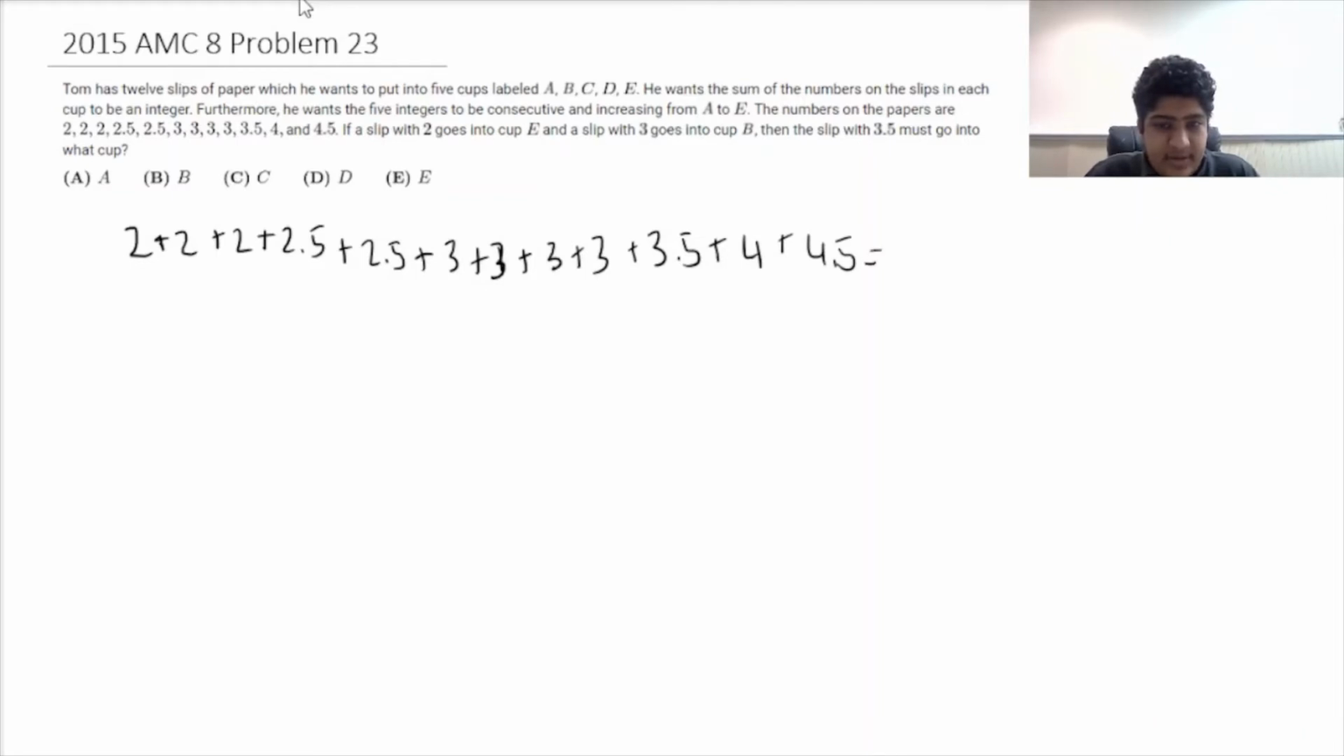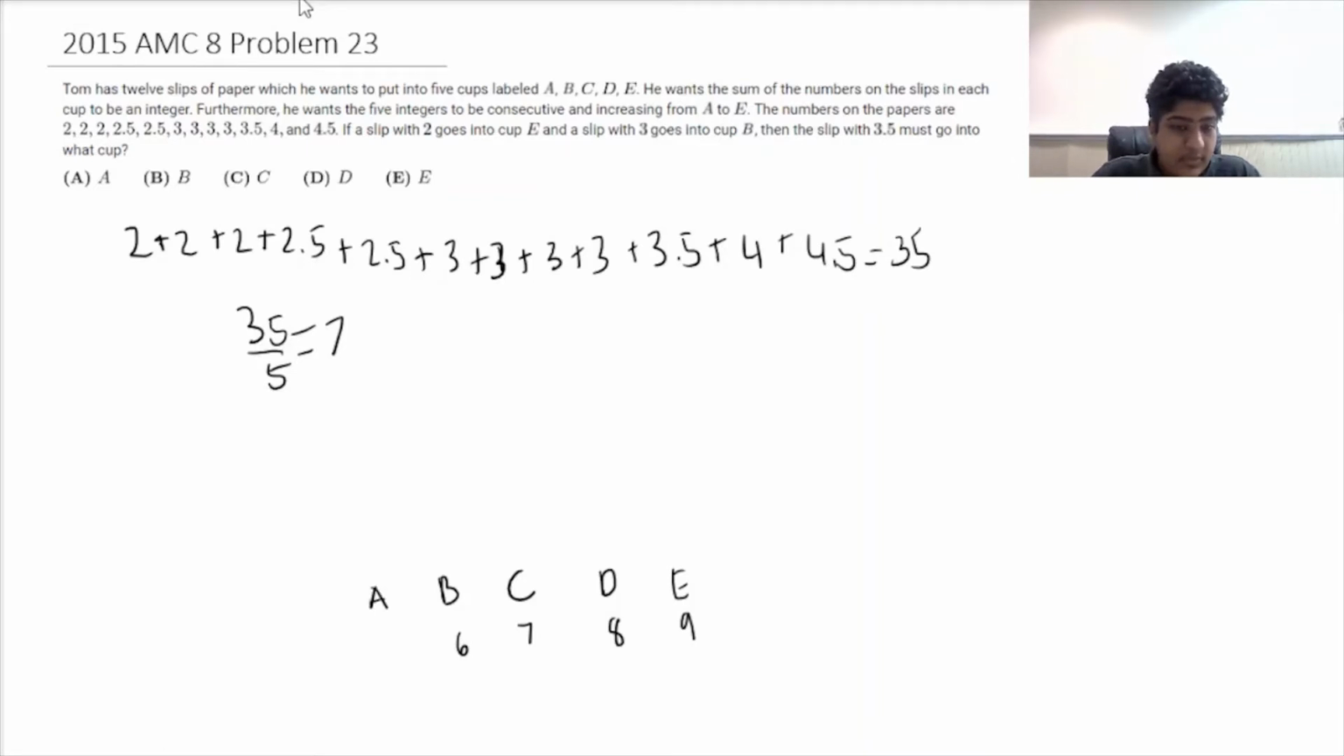is 35. And we want the integers to be consecutive, so we know that the sum in C is going to be the mean, which is 35 over 5, which is 7. So we know that C has a sum of 7, and then we know D and E are increasing from there, and A and B are decreasing from there. And we already know that a slip with 2 goes into cup E, and a slip with 3 goes into cup B.